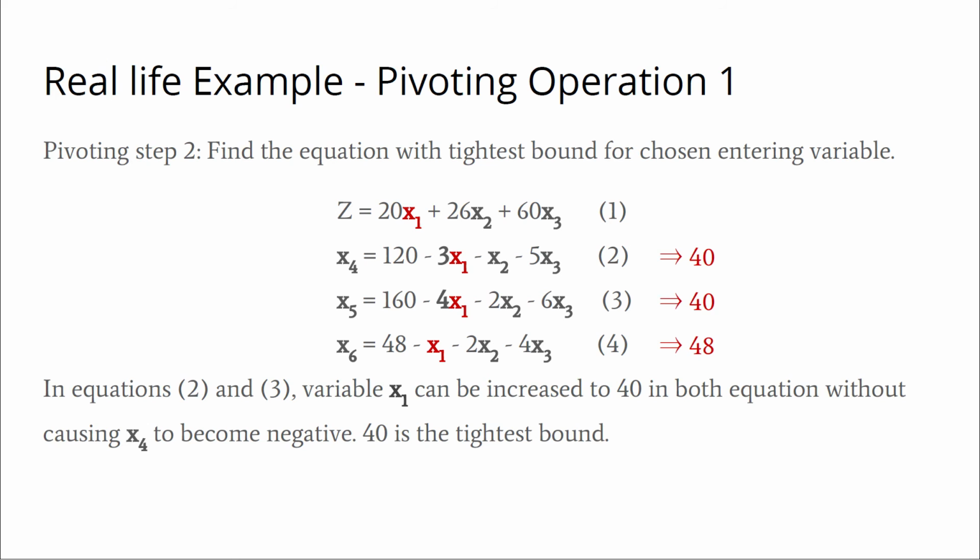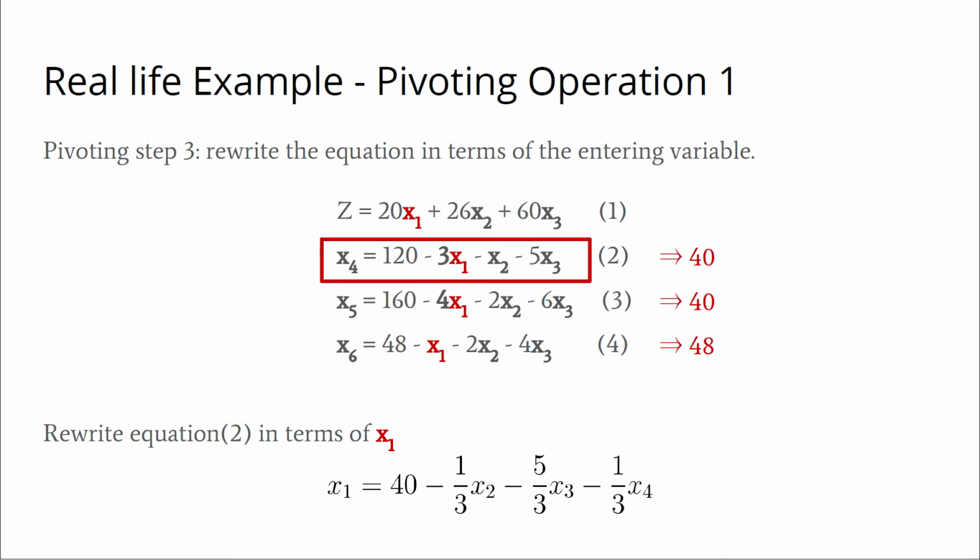We can increase x1 to 40 without causing equations 2 and 3 to become negative, and for equation 4, x1 can be increased to 48. The tightest bound is 40, and it corresponds to equation 2 and 3. You can choose either equation and the algorithm will work. I have picked equation 2.